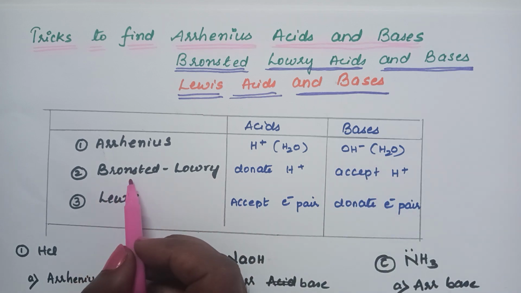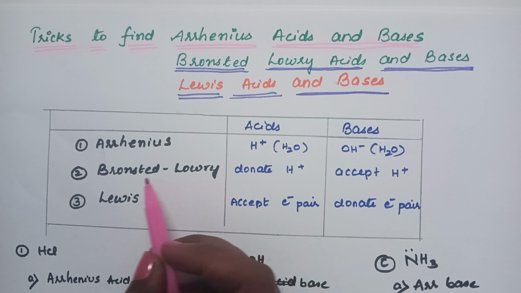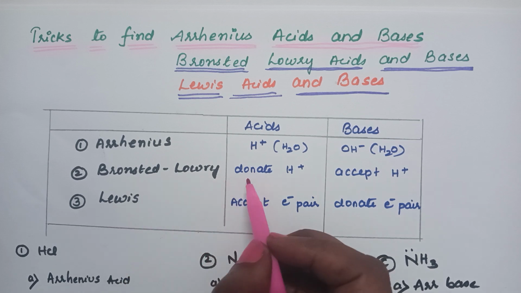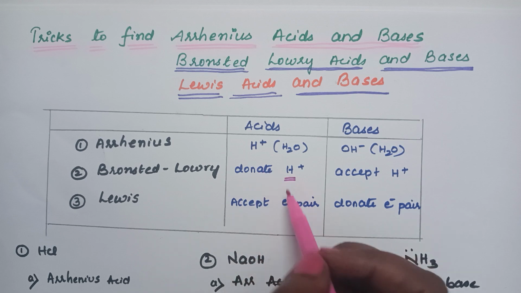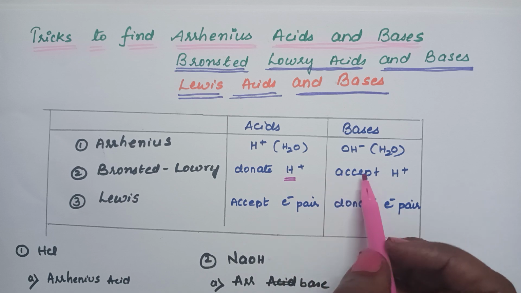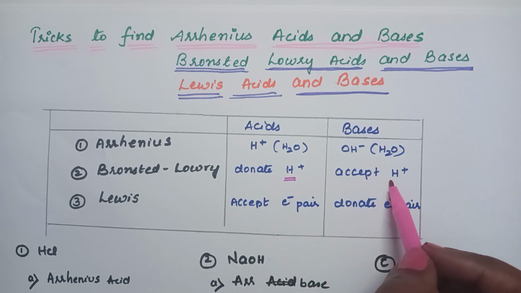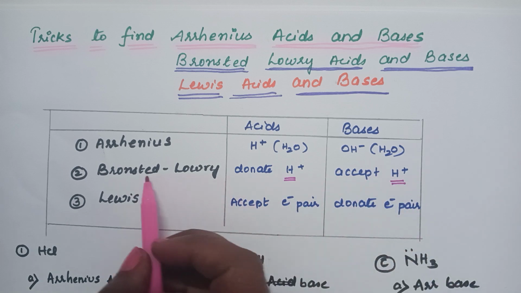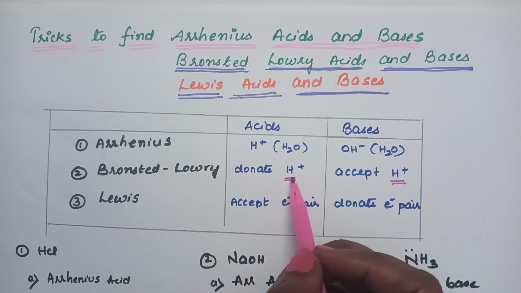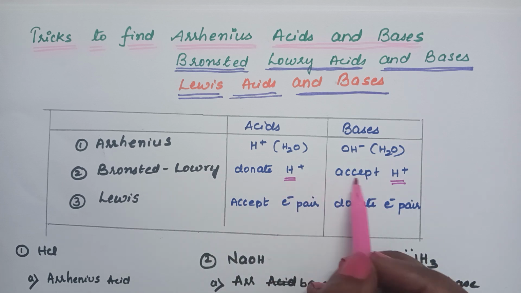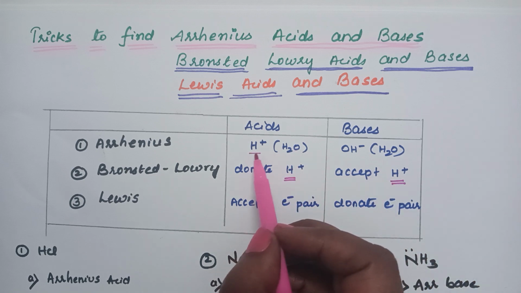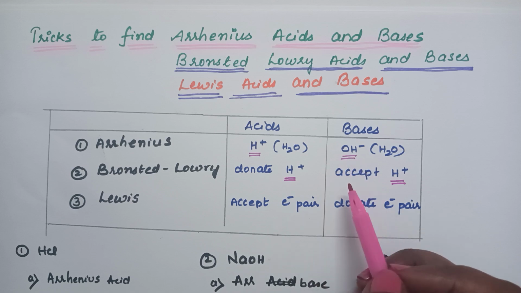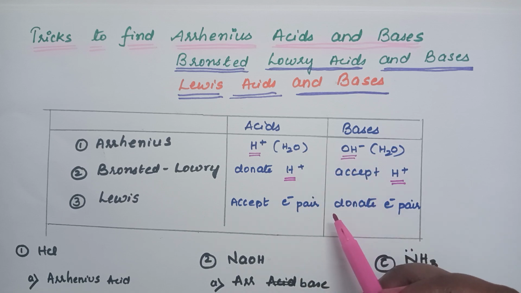The second concept is the Bronsted-Lowry concept. In the Bronsted-Lowry concept, an acid is a substance which will donate a proton. Proton means H plus ion. And a base is a substance which will accept the proton. So here you can see in the Bronsted-Lowry concept, both acid and base are in terms of H plus ions only, whereas in the Arrhenius concept it is in terms of H plus ion and OH minus ion. So these differences you should remember.